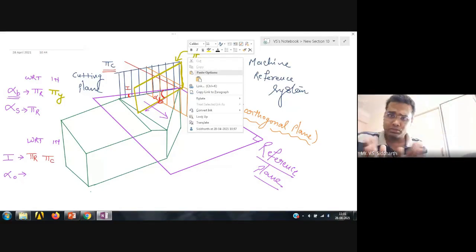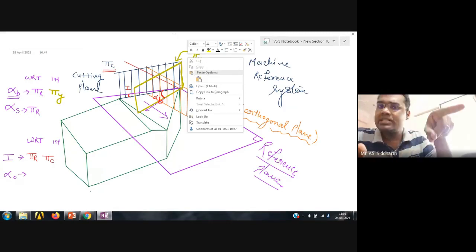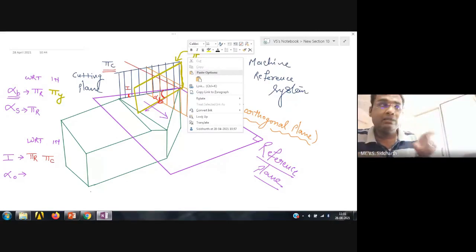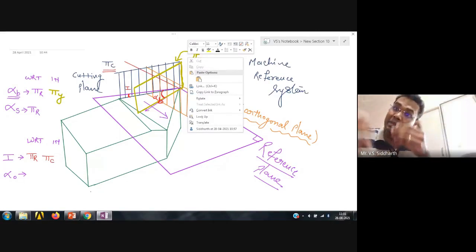There is no difference in the tool. All the angles of the tool are basically the same. There is no change in the angles of the tool, but the plane on which we are measuring those angles has changed. The reference plane is also the same, with no change in its position. But the plane on which you are measuring the angle, initially you were measuring on the pi y plane, and now you are measuring on the pi c plane. So that's why the magnitude of the angle has changed.